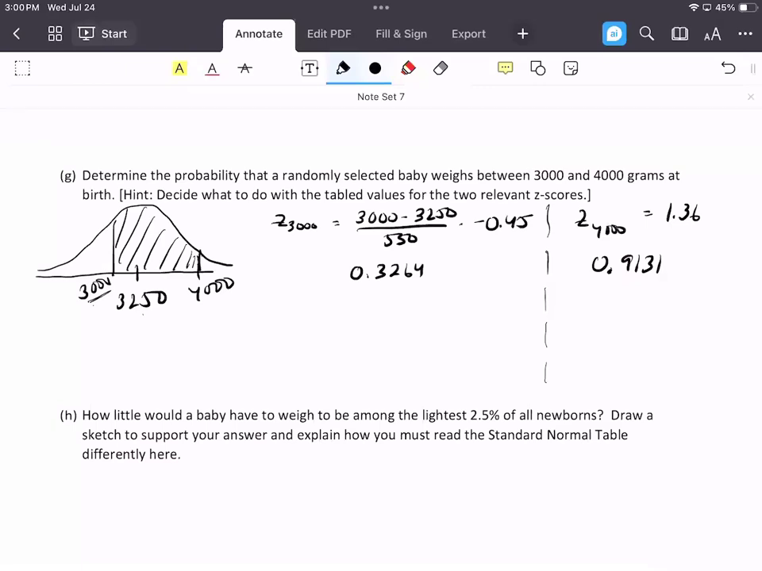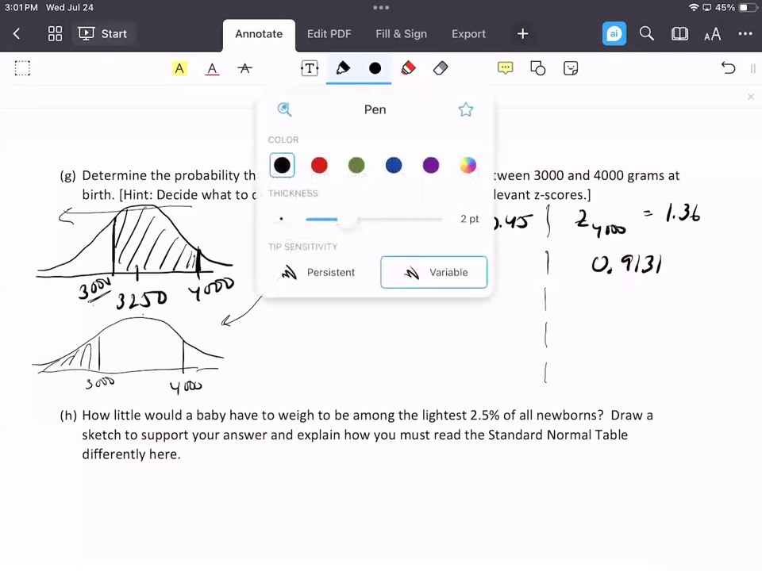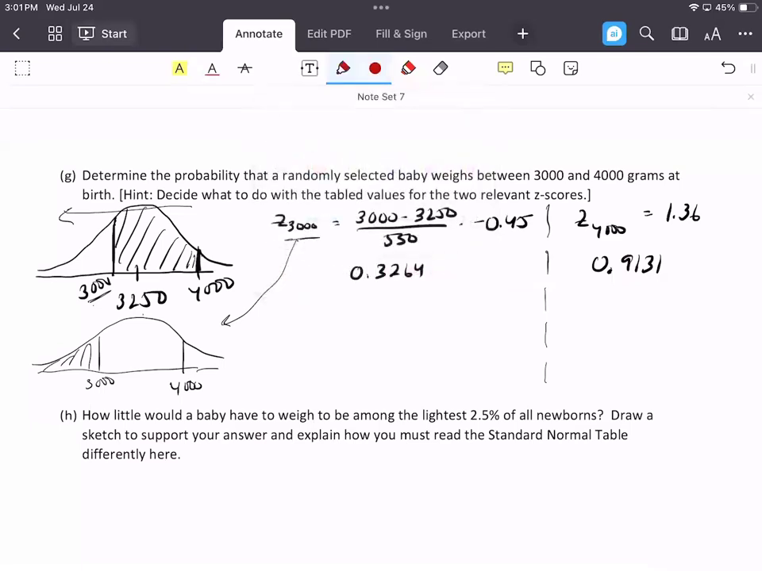Remember, the area under the curve is always the area to the left, okay? So this is the area we're interested in. When I found this 3,000, remember, I was finding the area 3,000 and under. Hopefully you agree with that. And we're interested in the area under 4,000. So I'm going to change colors here just so we can see it. What I'm interested in is this area here.